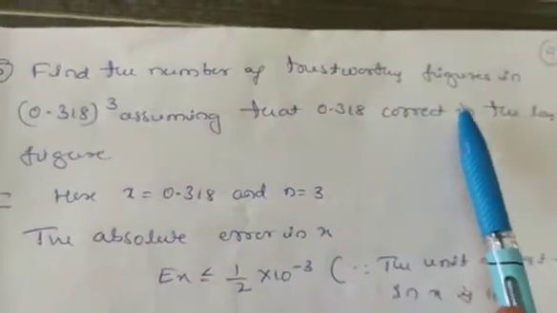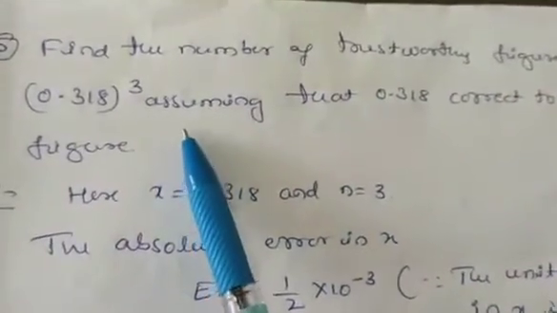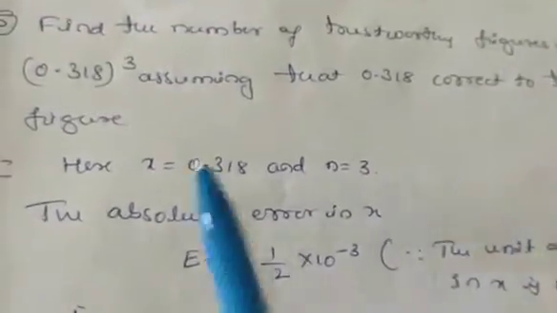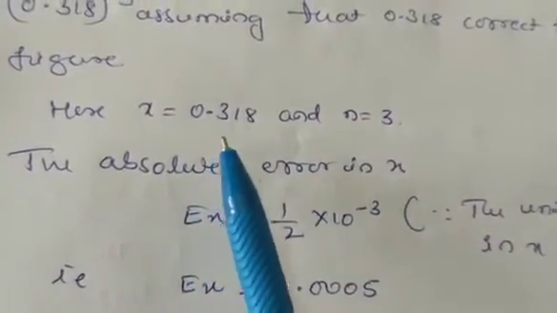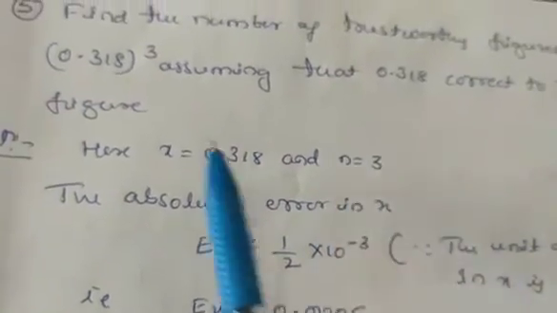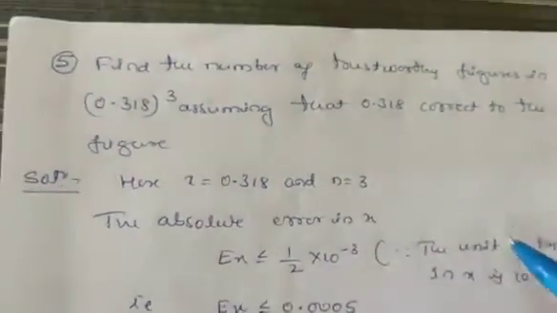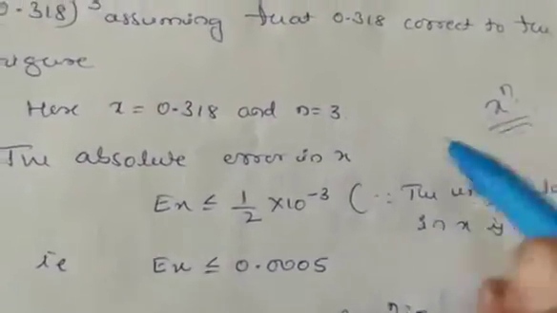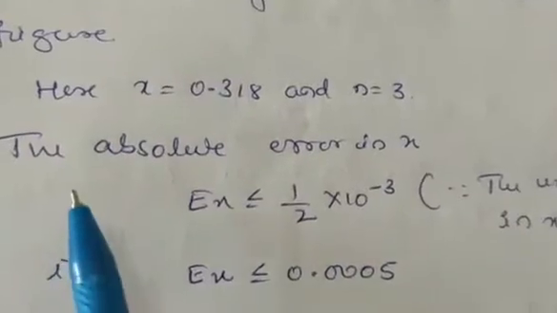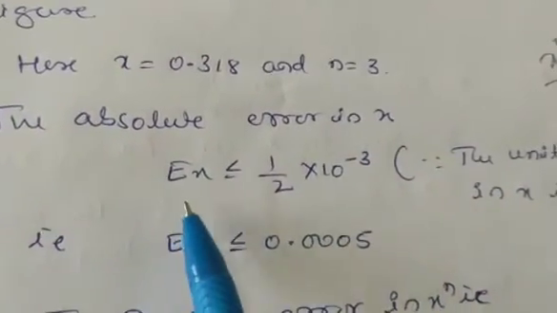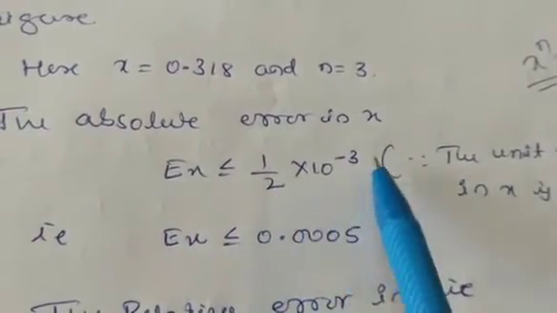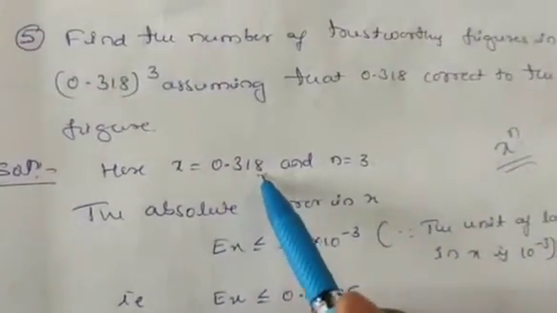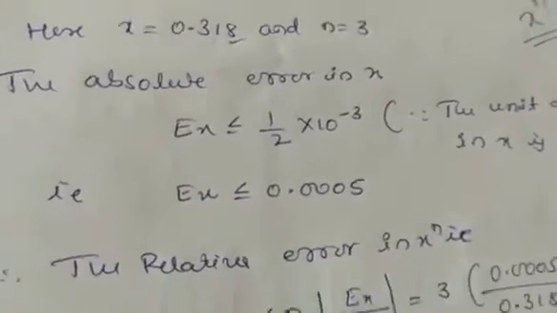Let us take one more example. Find the number of trustworthy figures in 0.318 whole raised to 3, assuming that 0.318 is correct to the last figure. Here x is 0.318, and it is in the form of x raised to n, which we studied in the last class. Here n is 3. So the absolute error in x is less than or equal to 1 by 2 into 10 raised to minus 3, since the last digit is at 10 raised to minus 3.